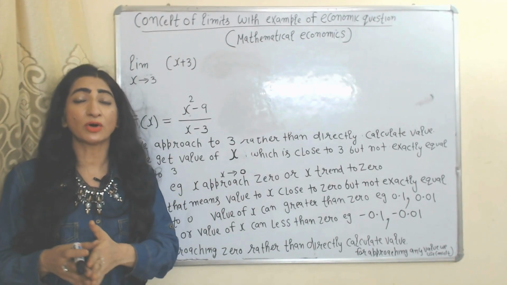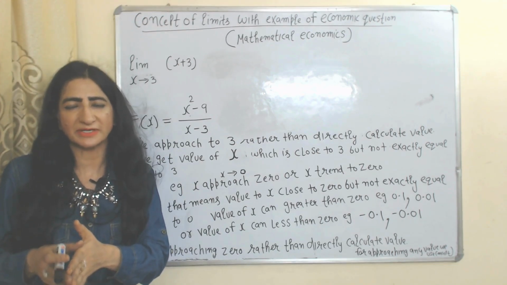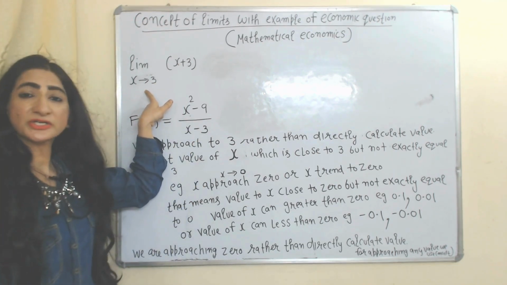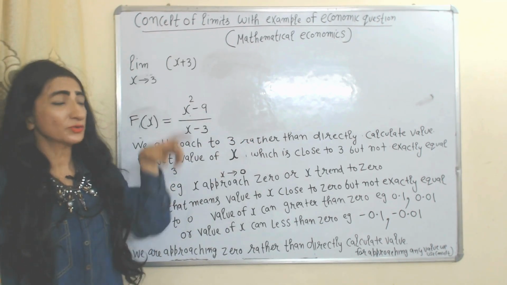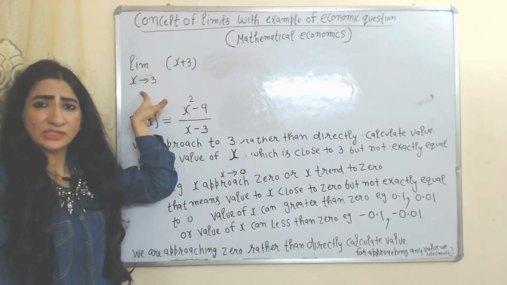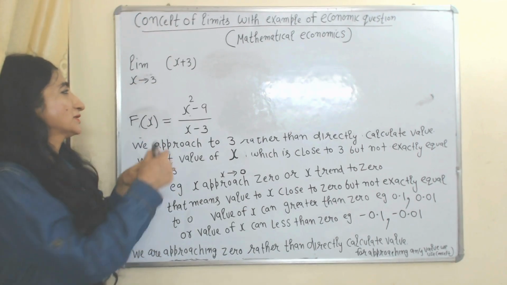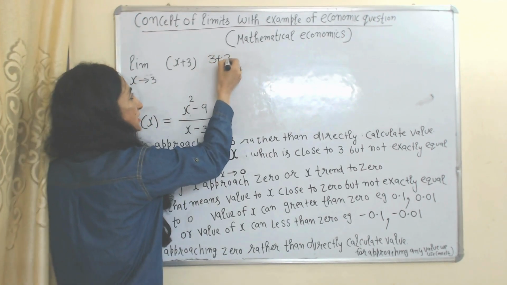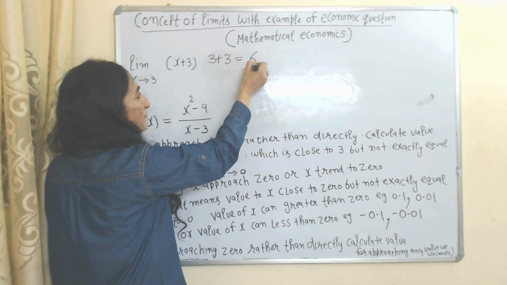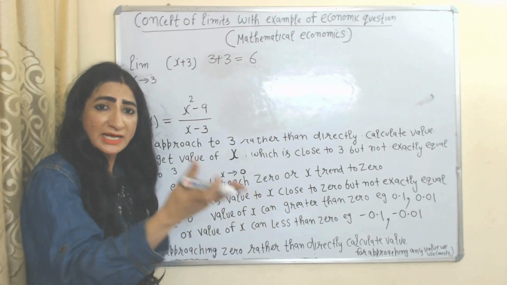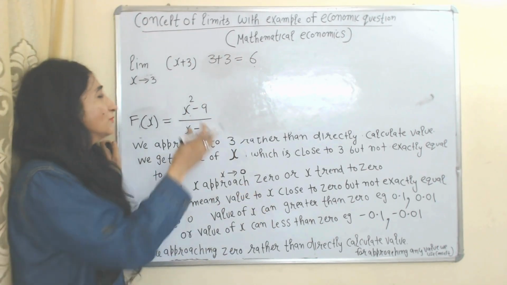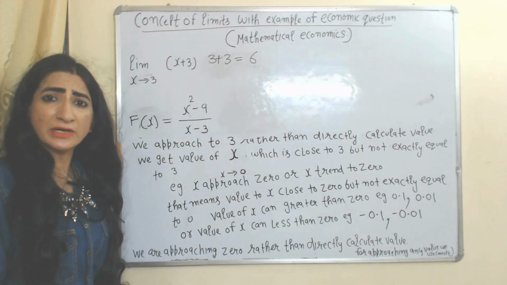Today we are going to talk about the concept of a limit. For example, in this question we take the limit as x approaches 3, or you can say x tends to 3. That means in place of x we will put 3 and we'll get f(x) equal to 6. We can simply get f(x) by putting x equal to 3. Then why do we need to use the concept of a limit?